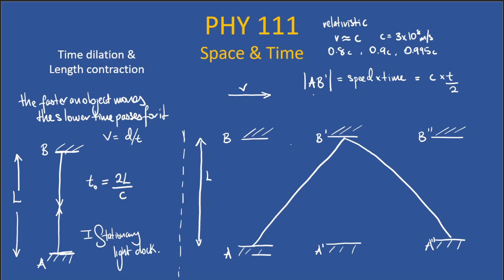And A to A prime, another important distance, is still speed times time. But recall that we have a spaceship moving at velocity v, not light. So this distance A to A prime is going to be equal to v times t over 2. All right, so we have all we need, and we're going to look at the continuation of this later on. So this is for our moving light clock.